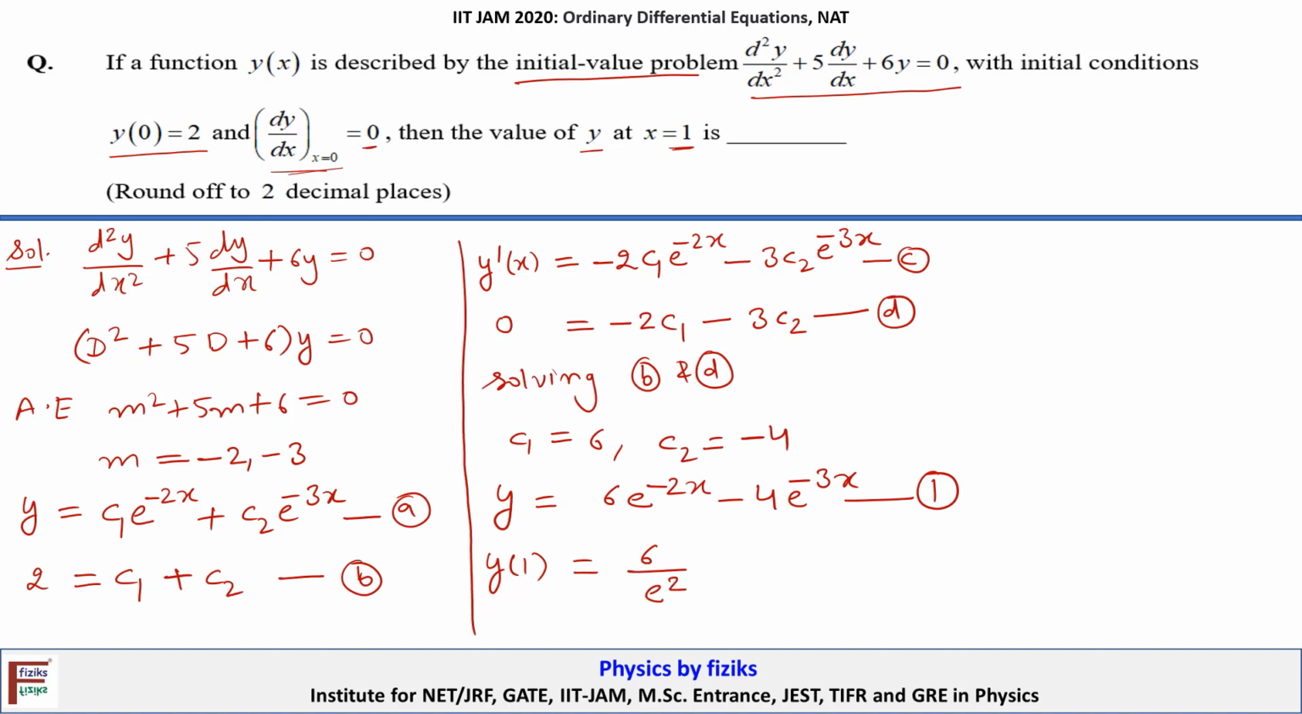and the next term is -4/e³. Now e³ is approximated as 20 and e² is 2.72 to the power 2, and this whole value is approximated as 0.6128, and for two decimal places we can write it as 0.61. Hence the value of y at x = 1 to two decimal places is 0.61.